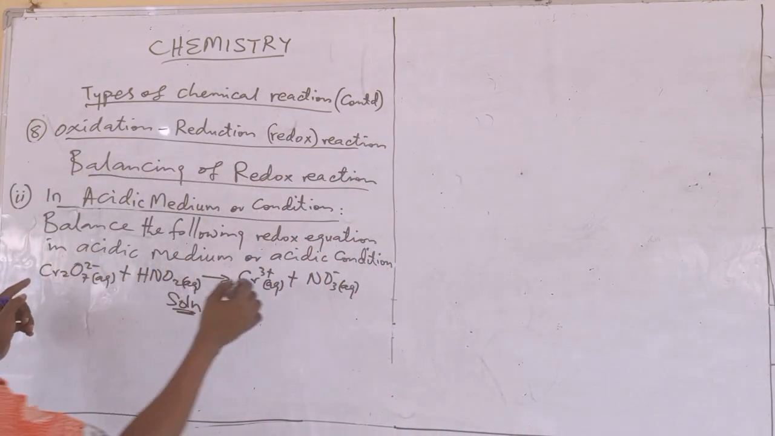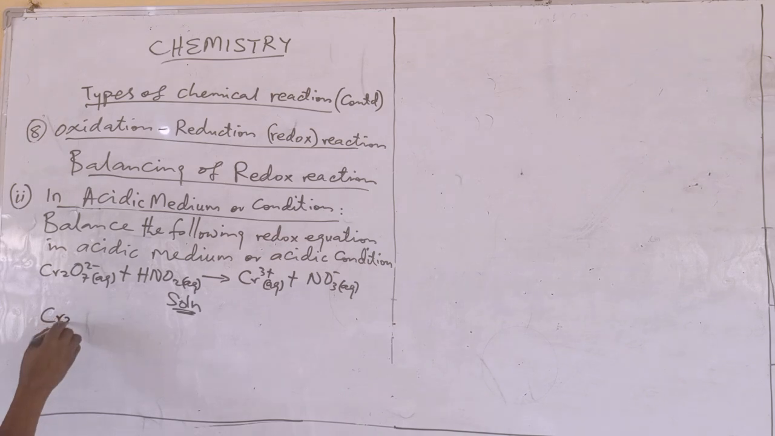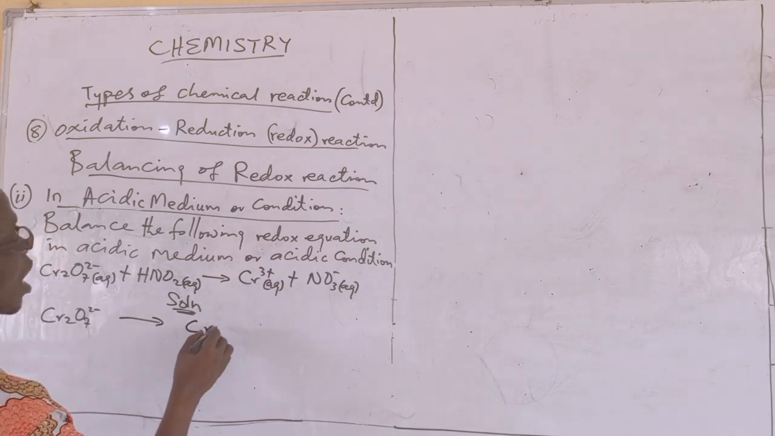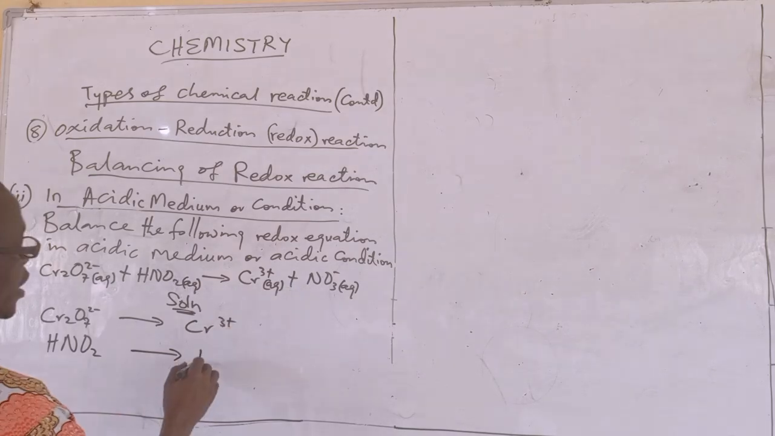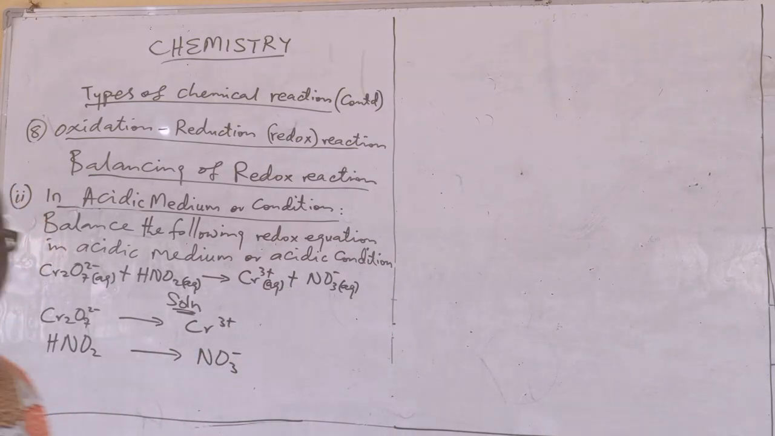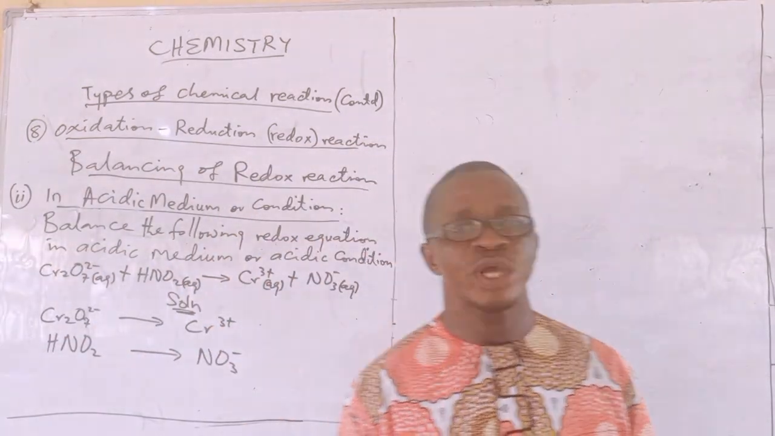Check what you have here and go to the product, whatever thing that is similar, bring them in one half equation. That gives me Cr2O7 2 minus goes to Cr3 plus. Come to the second one, HNO2 goes to NO3 minus. I have done the splitting into two half equations.